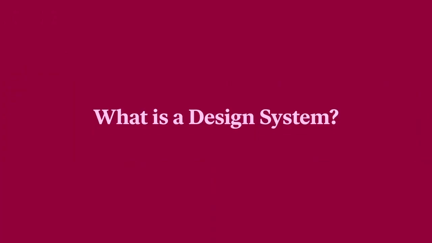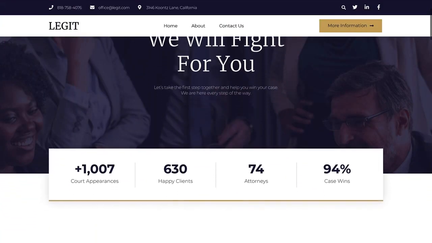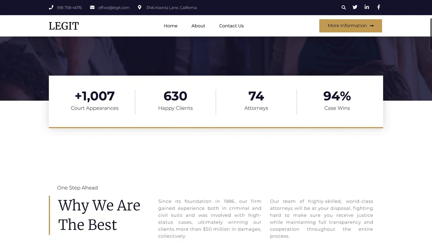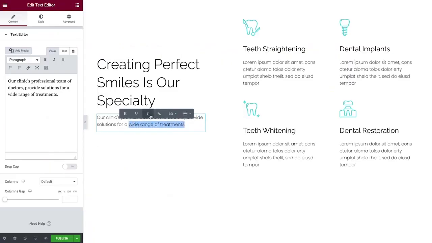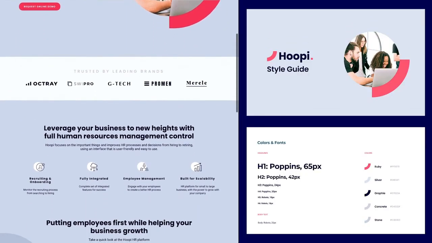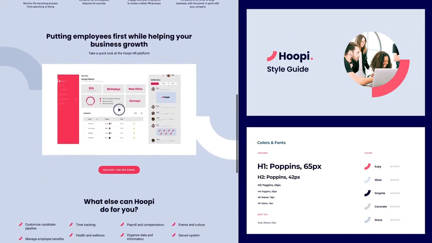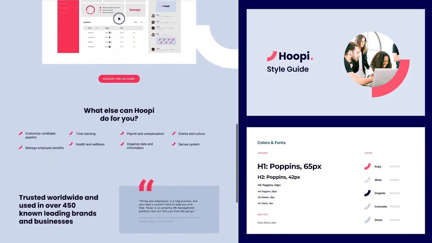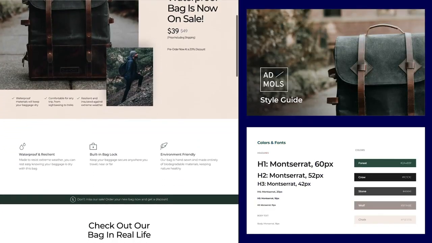So what is a design system, and why should you use one? In order for a website to be effective, it needs to have clear and consistent messaging. This messaging is expressed through both the website's content and design. By establishing a clear set of guidelines, you'll create a more efficient building process, which will both save you time and allow you to maintain that consistency throughout your site. This is where a design system comes in handy.